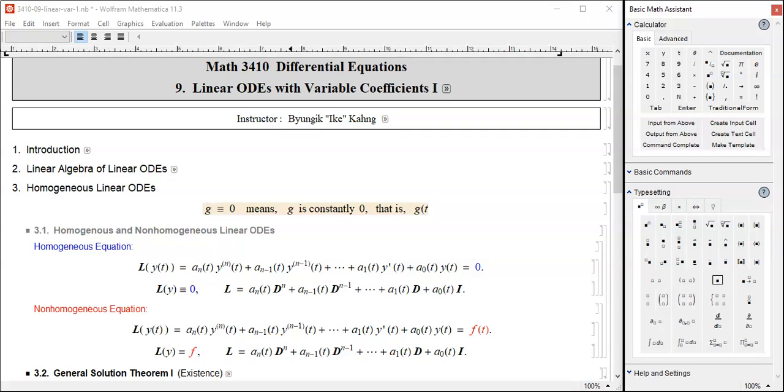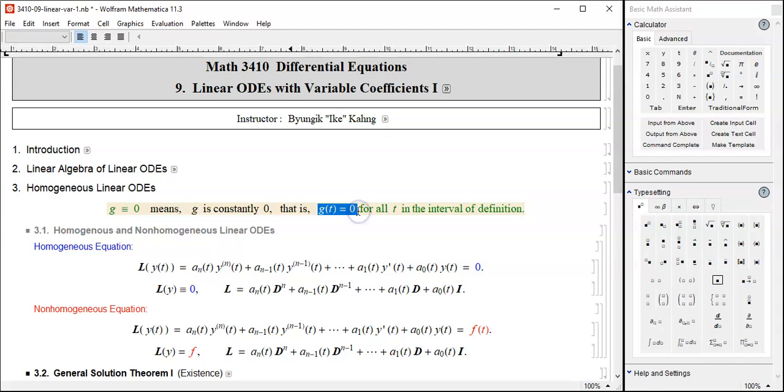That is, G of t is equal to 0 for all t in the interval of definition. So whenever I write this triple horizontal bar, that means I'm emphasizing this part: for all t in the interval of definition.